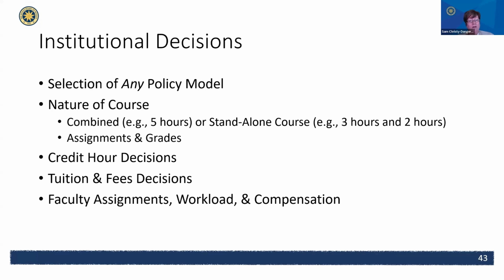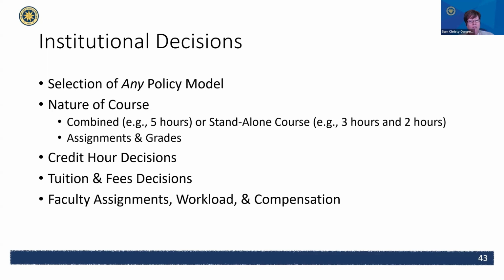The institution can decide on the nature of the course. Institutions will make many decisions around the nature of the course. For example, with any of the 4 models, the course can be combined or standalone. Institutions will also need to decide if the assignments and the grades are combined or standalone. The credit hour decisions: keep in mind that credit hours related to the co-requisite developmental support cannot be applied toward a degree. Beyond this policy, institutions can make decisions regarding the credit hours associated with the support, up to 3 semester hours of credit. And institutions can decide on tuition and fees. They can be charged as otherwise authorized for each institution's credit-bearing courses.